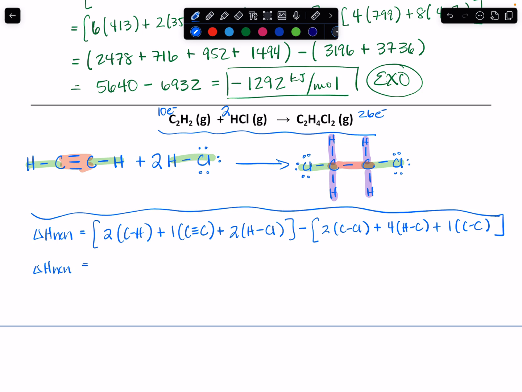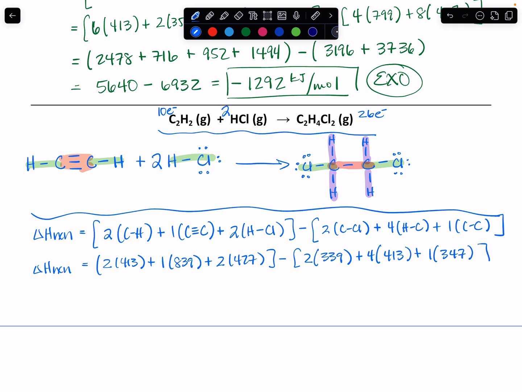The enthalpy change of the reaction is going to be equal to 2 times 413 plus 1 times 839 for that triple bond, and then 2 times 427 for the HCl bond, minus 2 times, I did them in a different order, 339 plus 4 times 413 plus 1 times 347. Now, my students always ask me if I can cancel bonds. You can. You just need to be really careful that you don't mess up. So I tend to just leave them all in there.